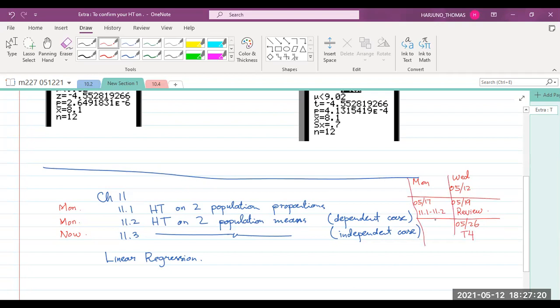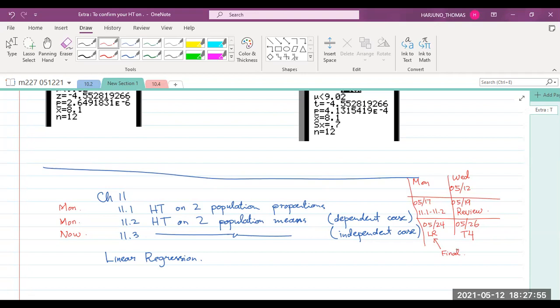Now I will do linear regression here, which is not part of your test 4. I will do linear regression here together with some review. Maybe I do one review first and then we do linear regression, or maybe we do linear regression first and then do review. But linear regression will be in your final, not in your test 4. That's why I want to do 11.3 right now.